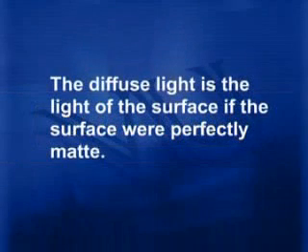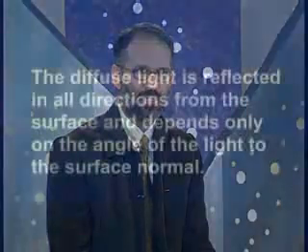The diffuse light is the light of the surface if the surface were perfectly matte. A matte surface is one that is not shiny and does not reflect everything. It is a rough surface, but it reflects light quite evenly. So when that kind of surface is there, we are going to make use of the concept of diffused light, because the object under consideration will have a surface which evenly spreads the light in all directions, and that is what the concept of diffused light is.